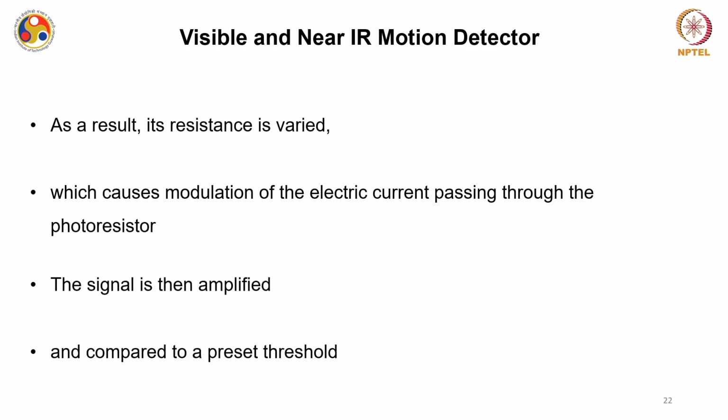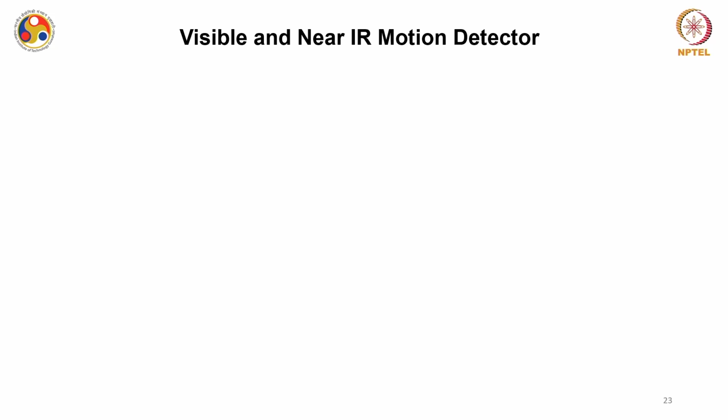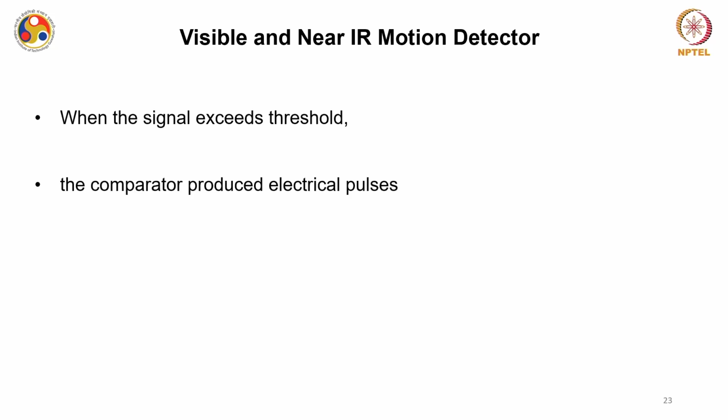Now this signal has to be amplified and compared with the threshold, which is already preset with two values. We have already seen there is one positive threshold and one negative threshold, and depending on its movement, if the signal exceeds the threshold value, the comparator produces an electrical pulse. Usually with these visible and near IR motion detectors, along with the comparator we have a timer, which acts as a reset.